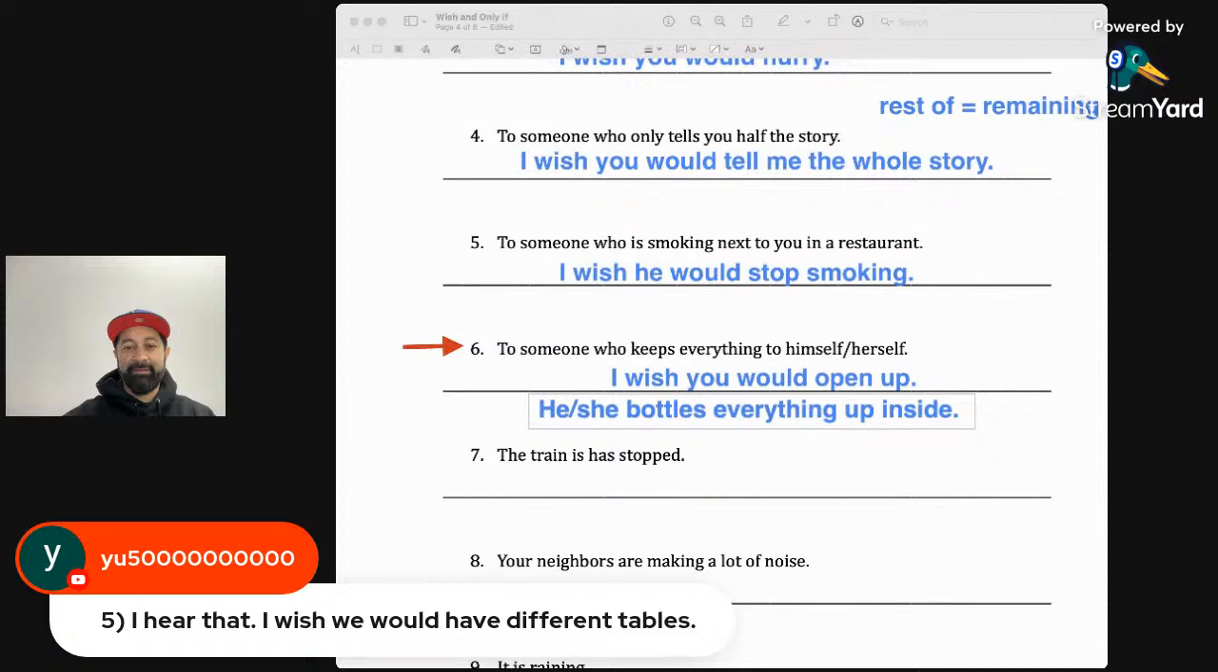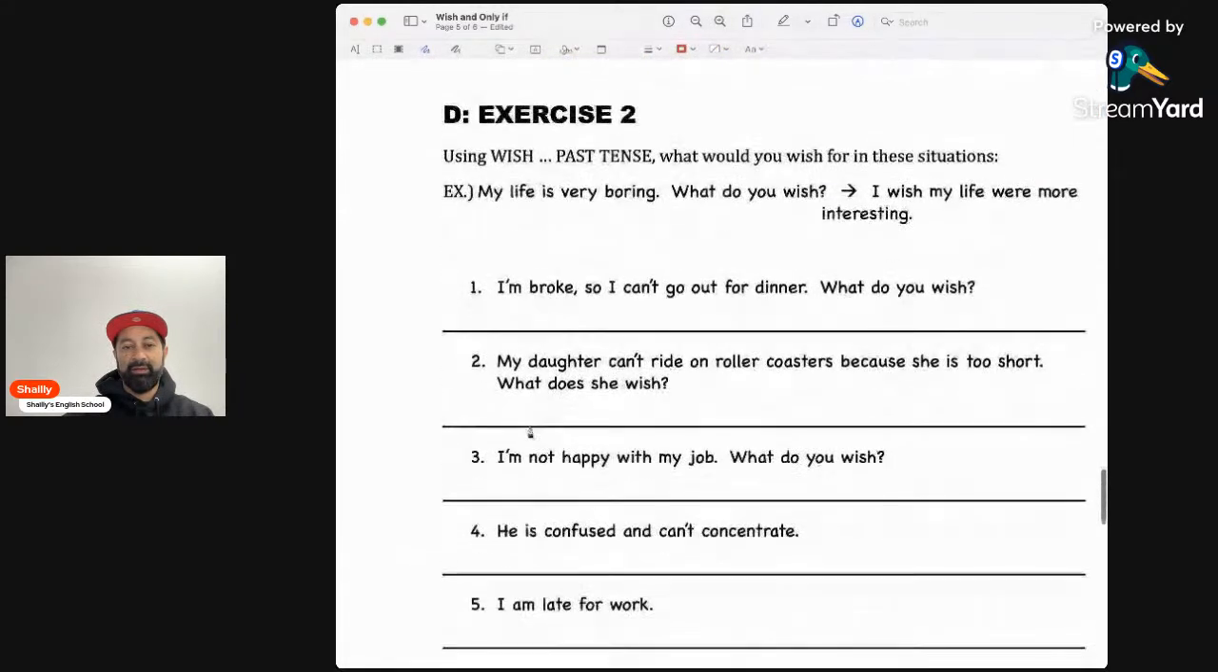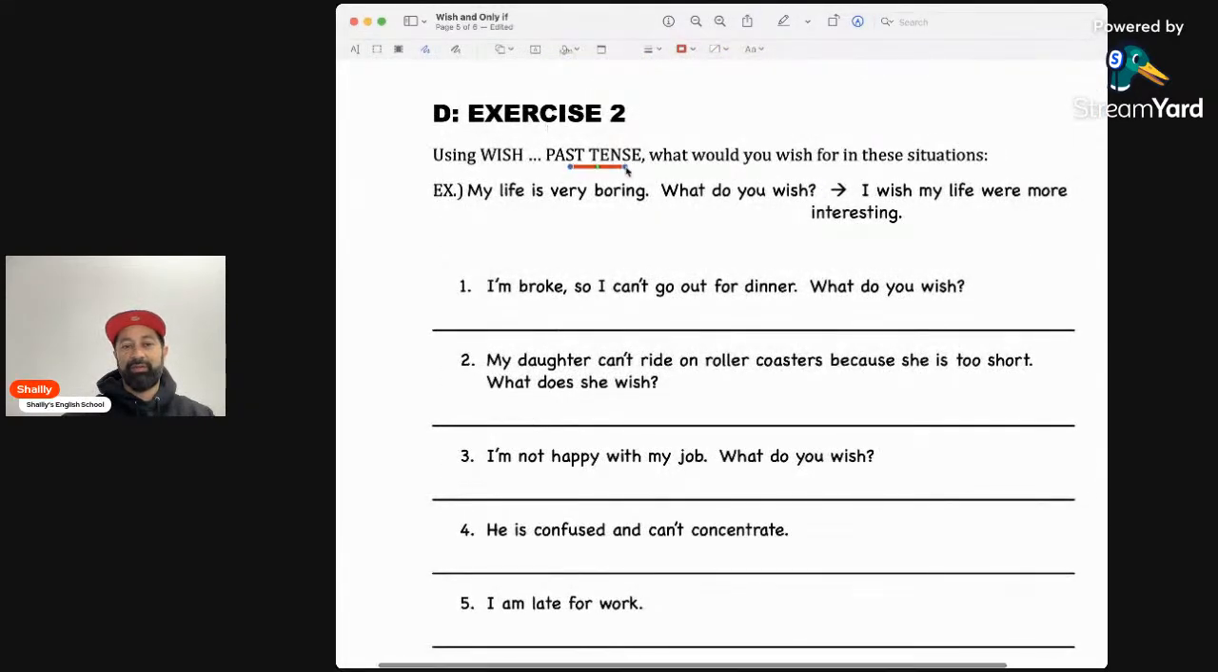Number 5, I hear that. I wish we would have different tables. Perfect. Great. Okay, so let's move on to using wish with the past tense now. And if you want, it doesn't say it in the title here, but you can use past perfect also, if you want something to be different.